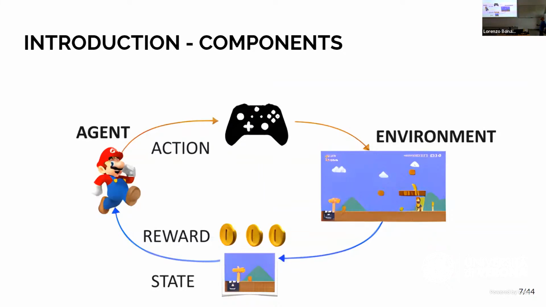The basic ingredients for each reinforcement learning algorithm are substantially two. We have an environment and we have an agent. The environment is a world. In this example, the Super Mario game, the environment is given by the game itself. The environment provides to us states and reward.